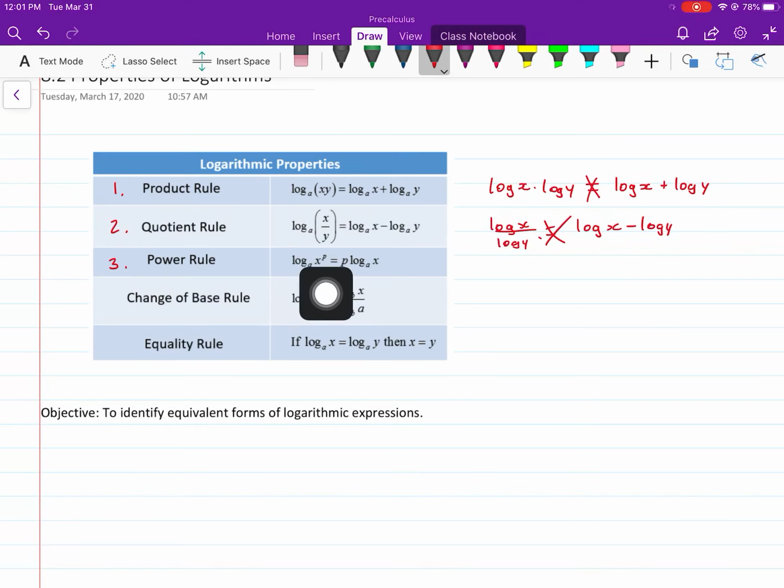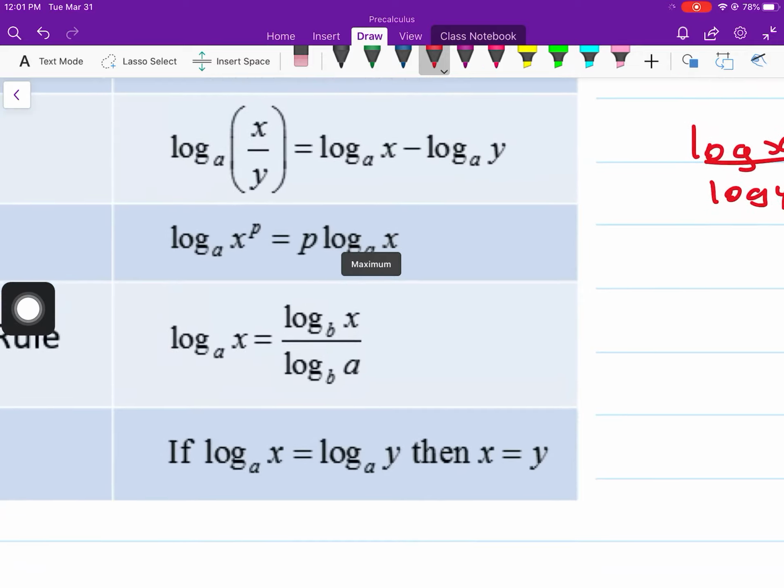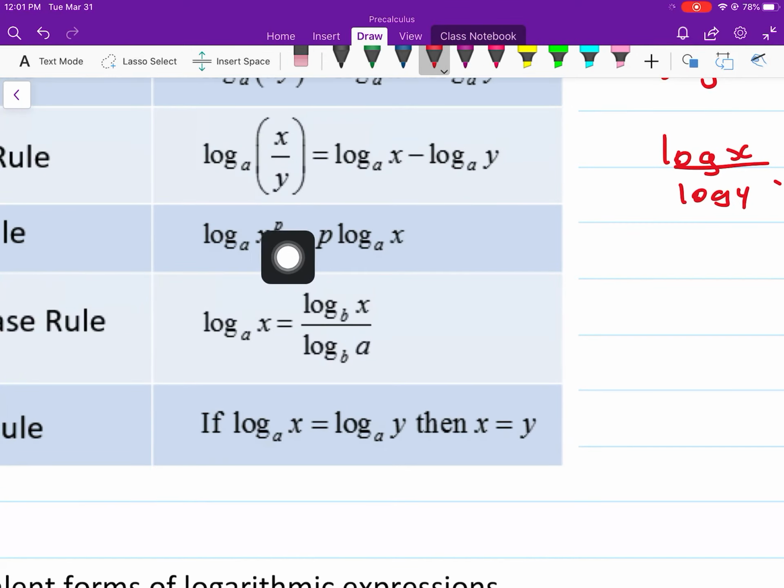And then you have your power rule, which is just simply if there's a number in the front, you can bring it up as a power for the inside. Or if there's a power going on for the inside value, you can bring that down to the front.